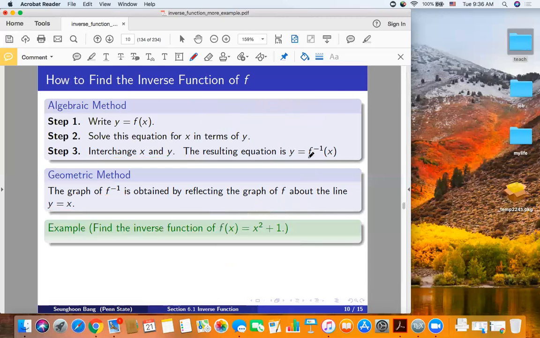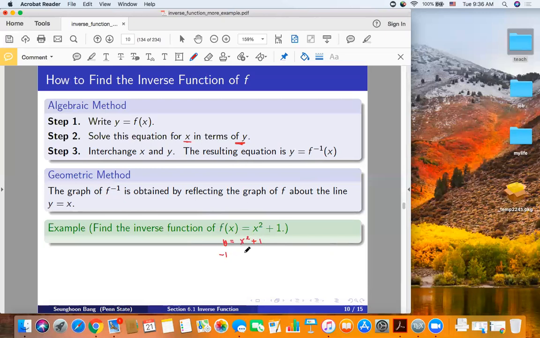This example: find the inverse function of f of x equals x squared plus 1. So what do you think? We can use the algebraic method here. You can write y equals x squared plus 1, step 1. Step 2, solve this equation for x in terms of y.